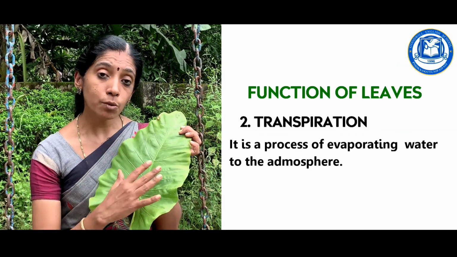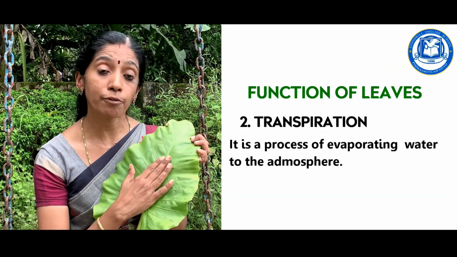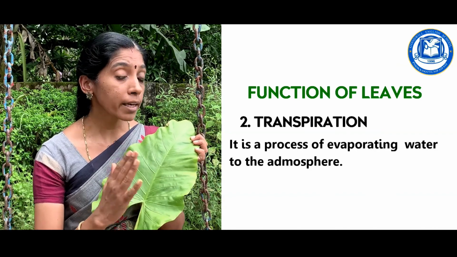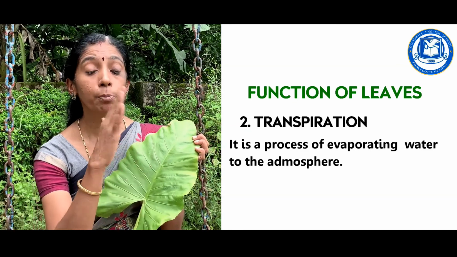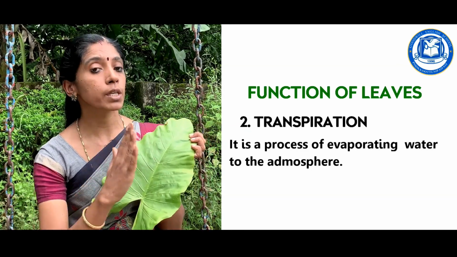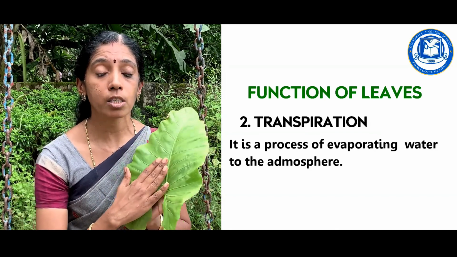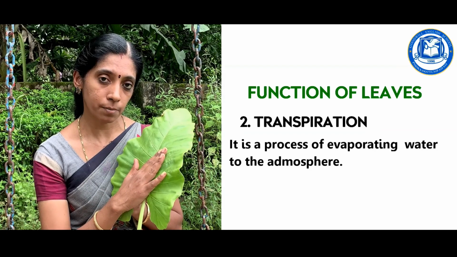The plant uses the water, and there will be some excess water left in the plant, which is unused by it. So the plant cannot store the water. So what does it do? It just evaporates the water away into the atmosphere. And that work is done by this broad part of the leaf. And that process is known as transpiration.